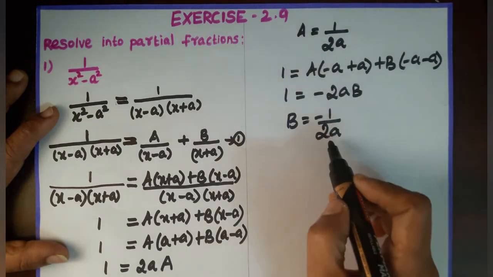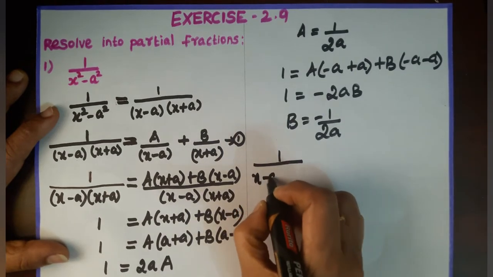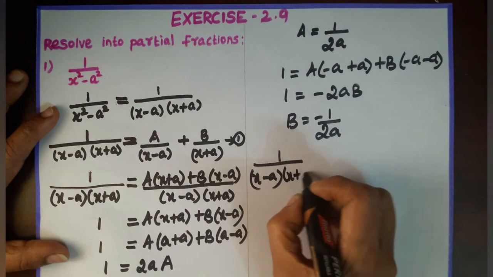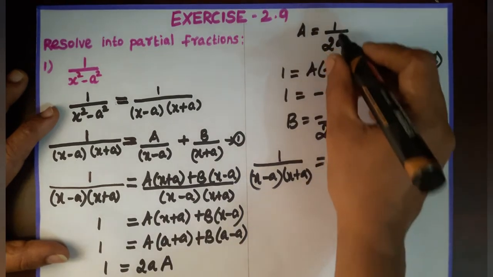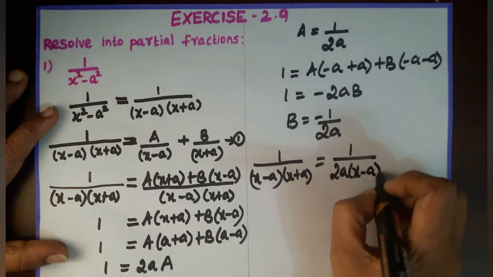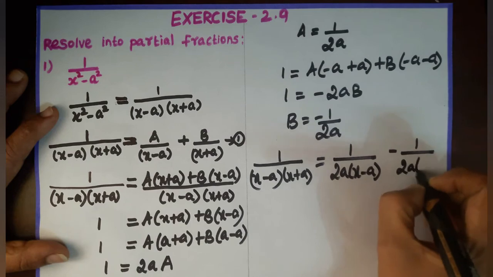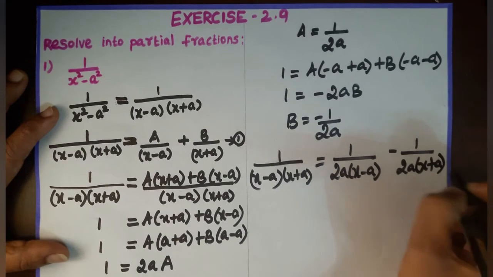Substitute the value of A and B in 1. Then we get 1 by x minus a into x plus a equal to, the value of A is 1 by 2a into x minus a. The value of B is minus 1 by 2a into x plus a.